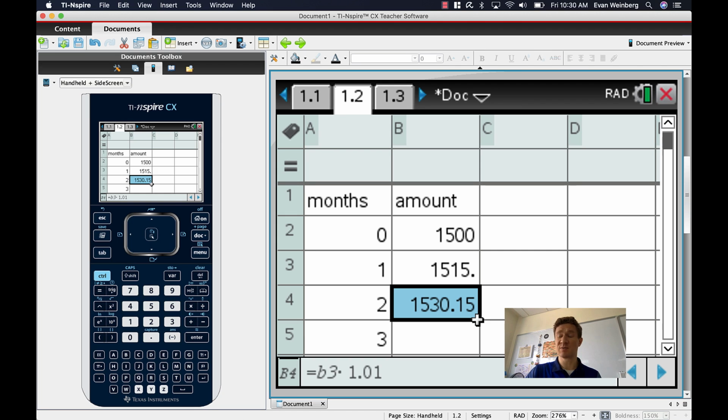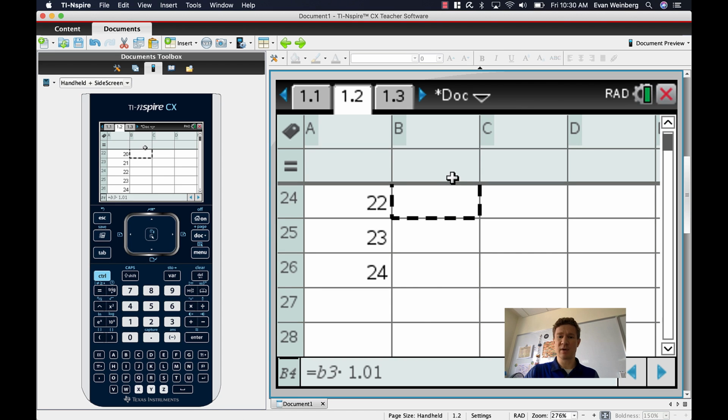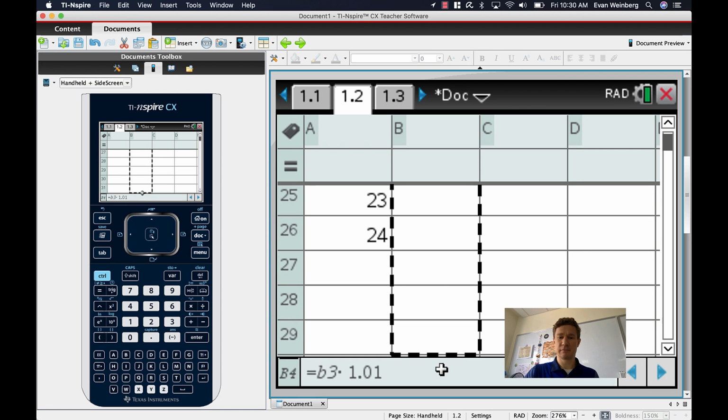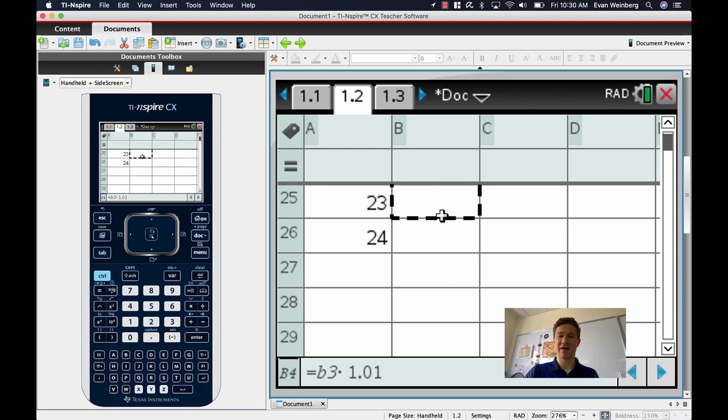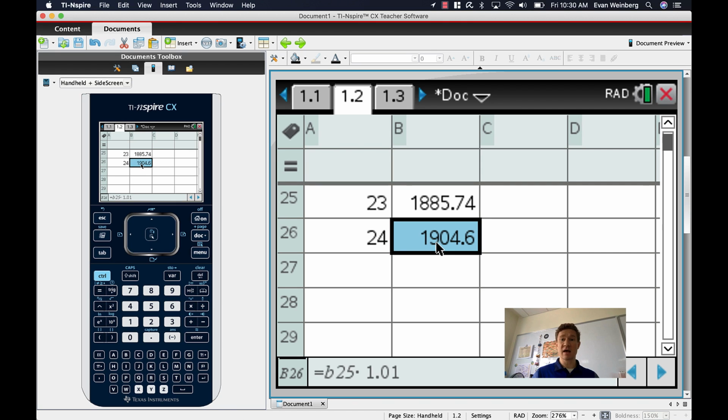And what's neat about the spreadsheet is I can actually go all the way down and just drag this and see how much would be owed if I were to start paying this back after 24 months. So we'll delete this one so we can see after 24 months, if I paid nothing, this would be $1,904.6, and I think this question asks for the nearest dollar, so it would be rounded up to 1905.